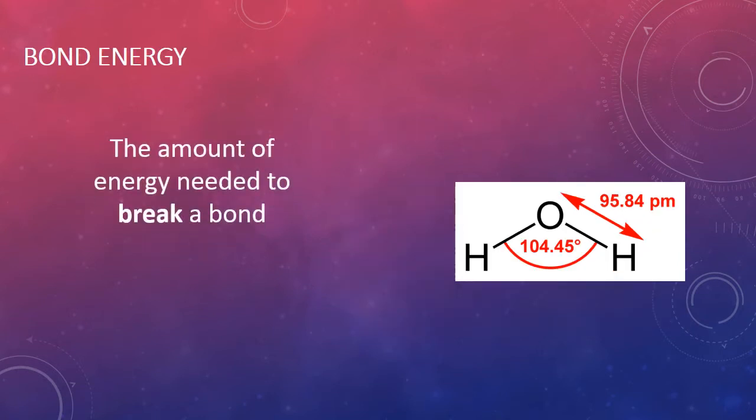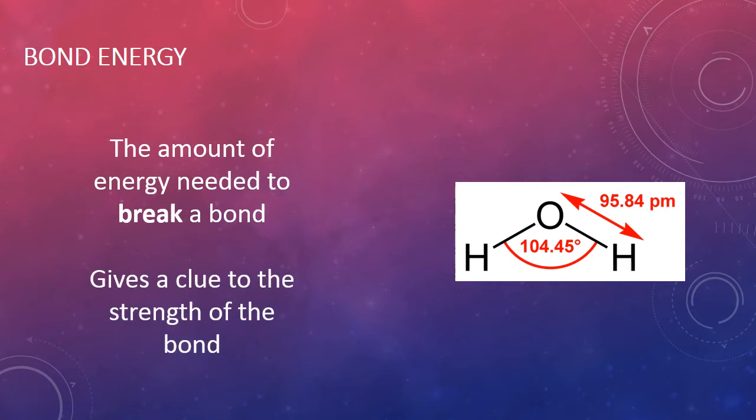Bond energy is the amount of energy we need to break a bond. So the more energy we have to put into breaking the bond, the stronger the bond is. Ionic bonds have the strongest bond. Obviously, what's pictured here is not ionic. Water is a covalent bond. Ionic, as I said before, is the strongest.